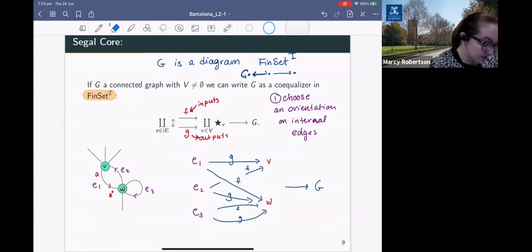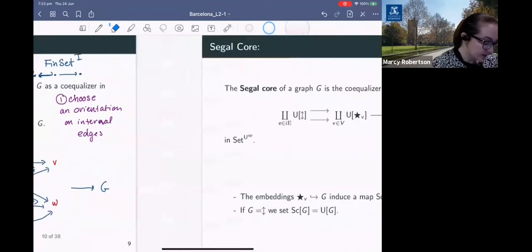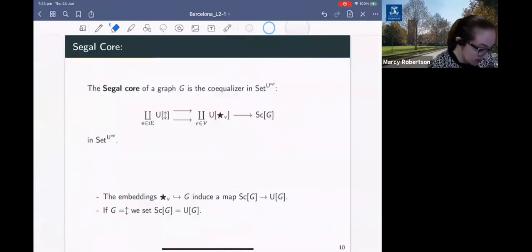Right. So the Segal core is, I want to take this idea of the graph being obtained by gluing together the edges. The Segal core is precisely that, except now I'm taking that co-equalizer as a presheaf, as a set-valued presheaf. So what is the Segal core? I'm going to have that diagram.